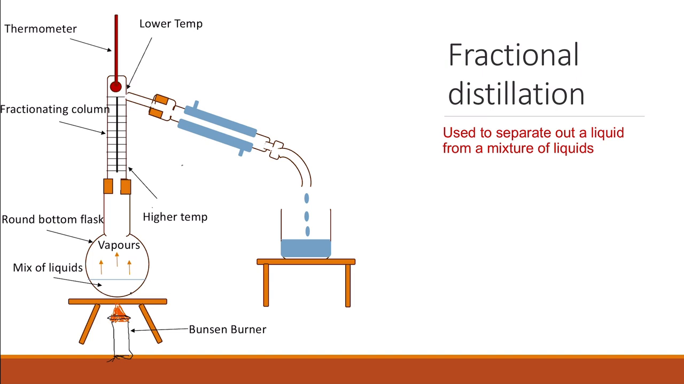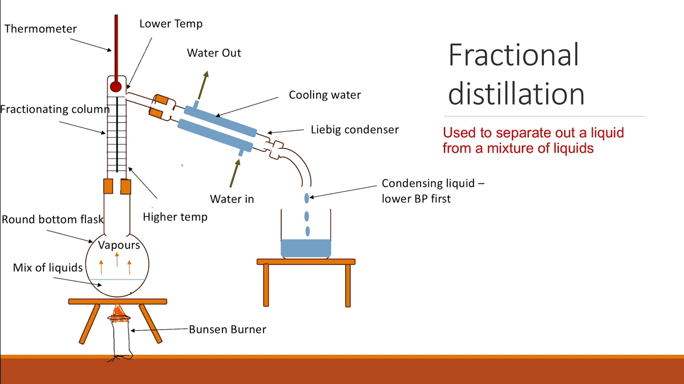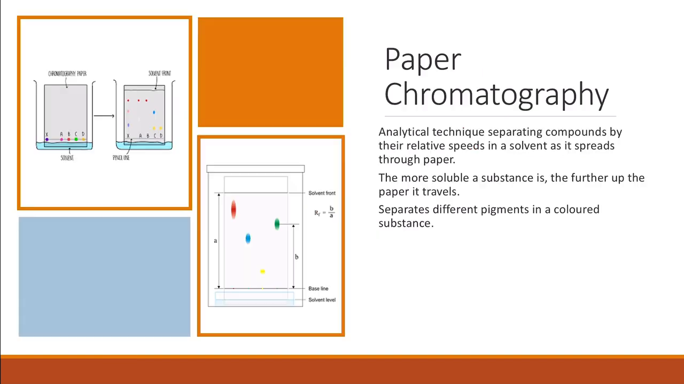So only the liquid which has the lower boiling point will reach the top of the fractionating column as vapors, and then it will pass through the Liebig condenser, which again has the cooling water, the water in from the bottom, water out from the top. The liquid with the lower boiling point will start to condense as it goes through the condenser, and it will be collected in the receiving flask at the other end.